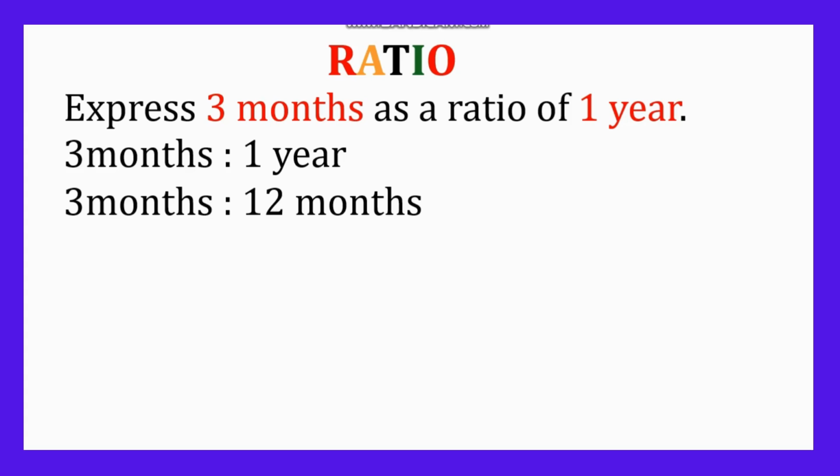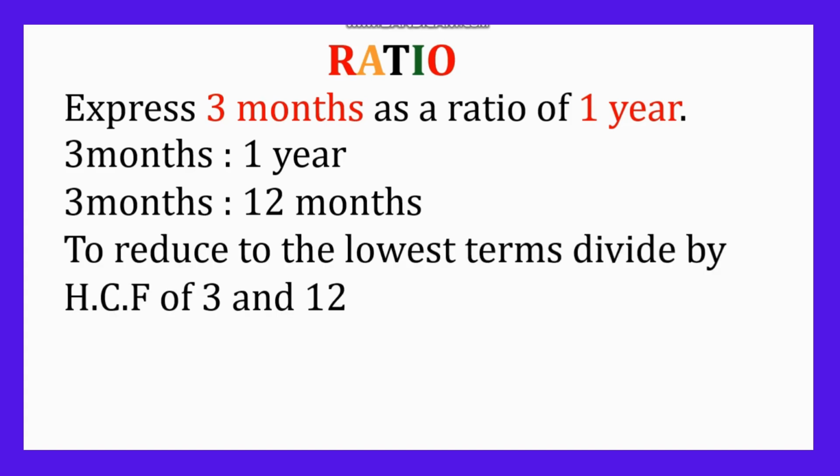Now, the next thing we can look at here is that we can reduce these numbers to the lowest term. And what can we use to reduce that? 3 is a factor of 12, so the HCF of 3 and 12 is going to be 3. And so we use 3 to reduce both of them. 3 divided by 3 is going to give us 1, and 12 divided by 3 is going to give us 4.